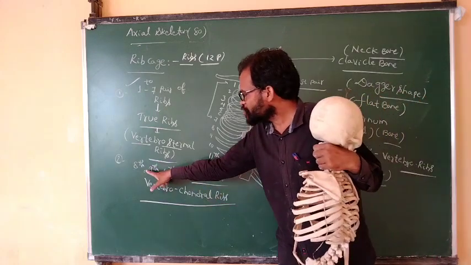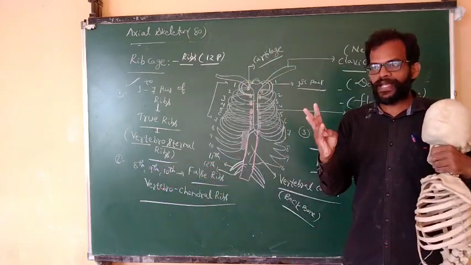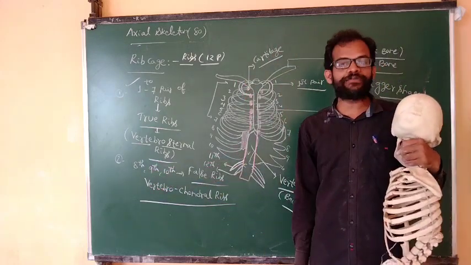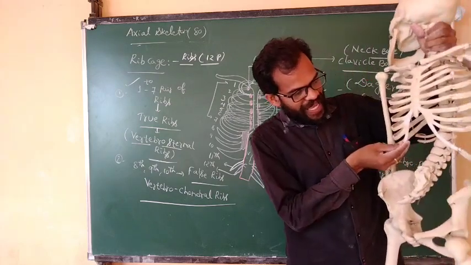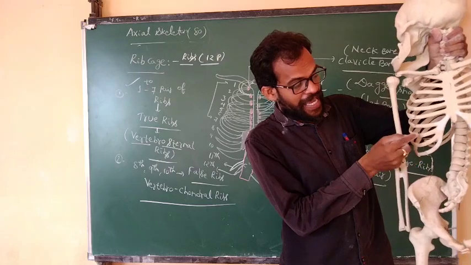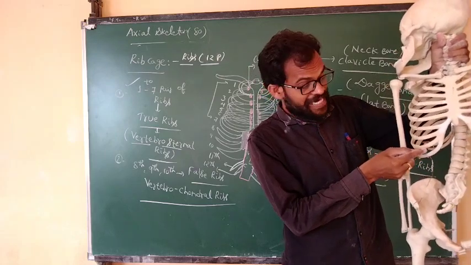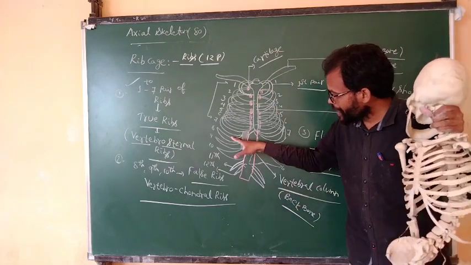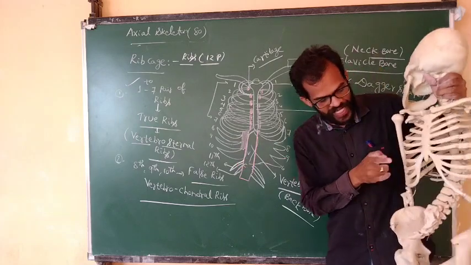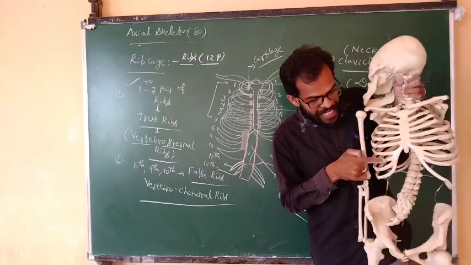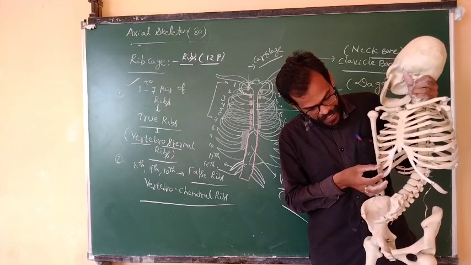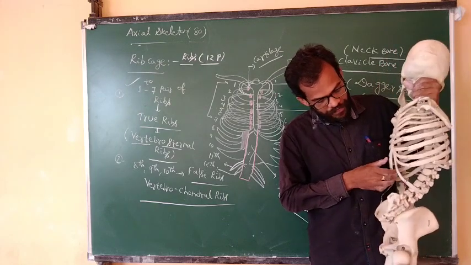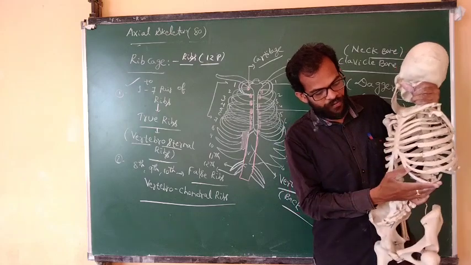Coming to the 8th, 9th, 10th. 8th pair, 9th pair, 10th pair. These ribs are nothing but false ribs. See here. It is the 8th pair, 9th pair, 10th pair. See here, 8th one, 9th one, 10th one.